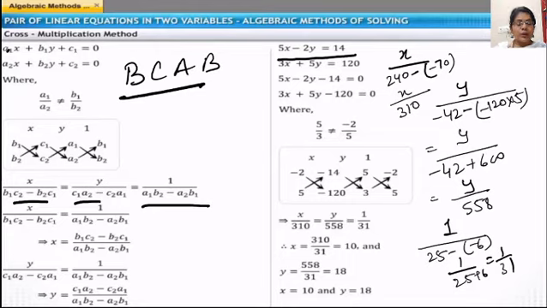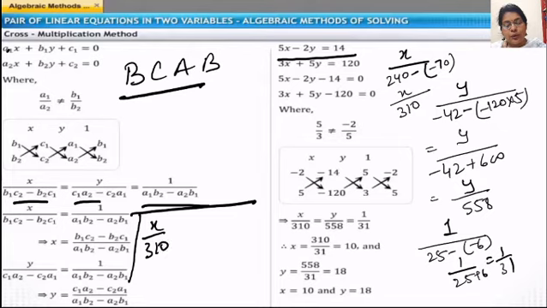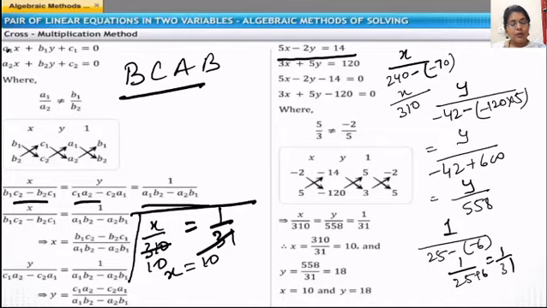And then what have we done? X upon 310 is equal to, now let us solve and see. X upon 310 is equal to 1 upon 31. So what will it become? 31 tens are 310. X is equal to 10. In a similar way, we can find the value of y. Y upon 558 is equal to 1 upon 31. Now we can easily divide 558 by 31. What do we get? We get 18.